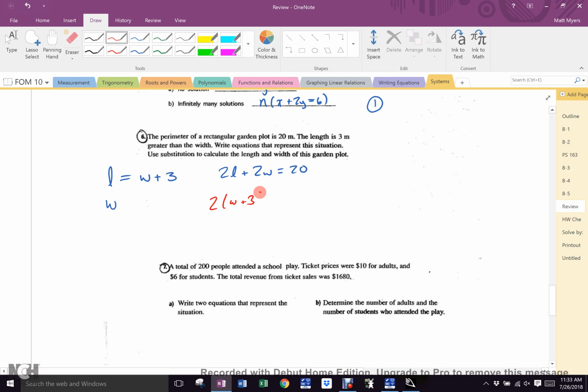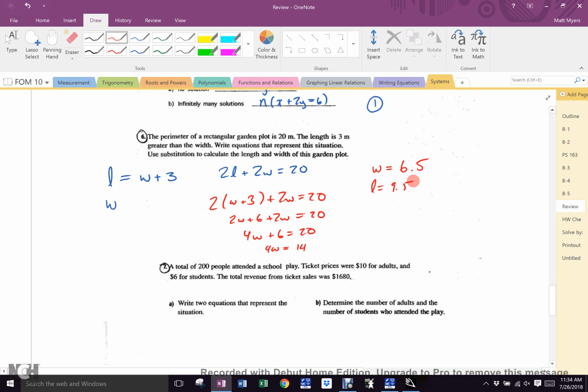2W plus 3 plus 2W equals 20. 2W plus 6 plus 2W equals 20. 4W plus 6 equals 20. 4W equals 14. W equals 6.5. If W is 6.5, what's the L? 9.5.